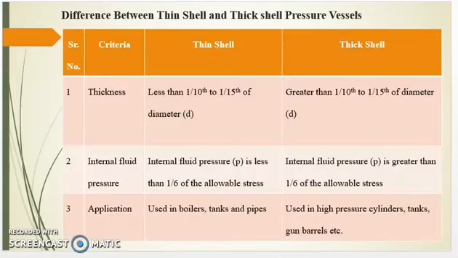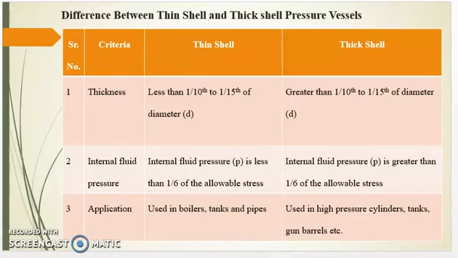Now we will see the difference between thin pressure vessel and thick pressure vessel. There are three criteria. First is thickness. When the thickness is between 1/10 to 1/15 of the inside diameter, it is known as a thin pressure vessel. When the thickness is greater than 1/10 to 1/15 of the internal diameter, it is known as a thick pressure vessel.